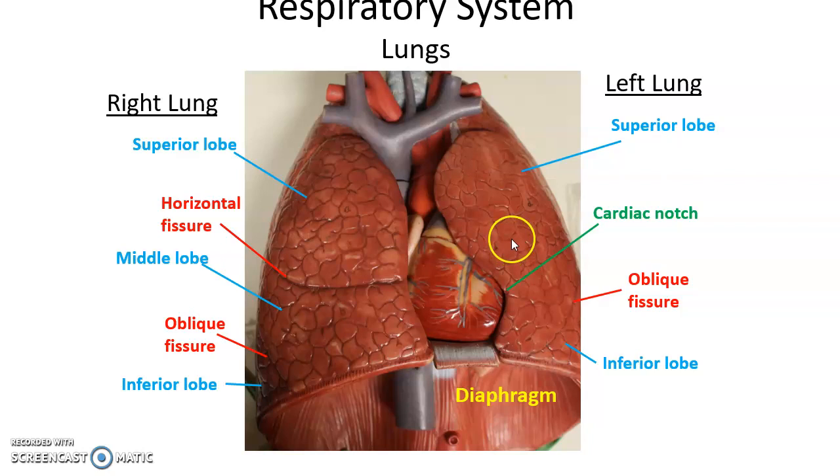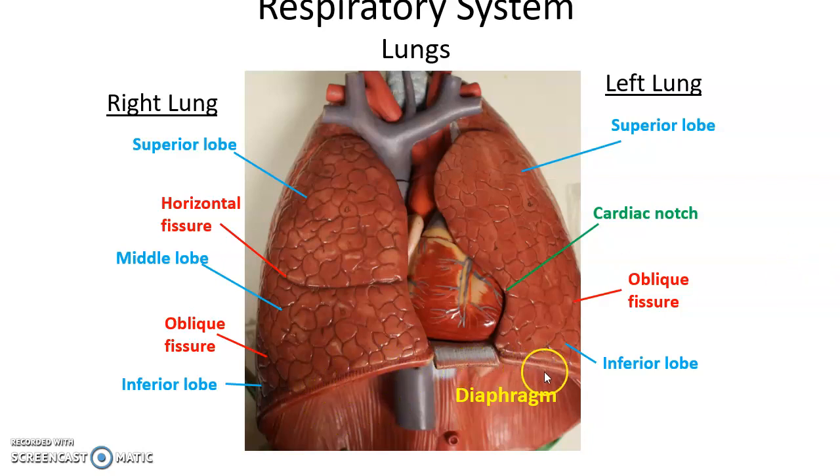Over on the left, the lung has a superior lobe and an inferior lobe. So the left lung only has 2 lobes. Between those 2 lobes is an oblique fissure. The left lung also has this little indentation called the cardiac notch. The cardiac notch is there because, as we know, the left side of the heart is larger, and so space has to be made for the larger left side of the heart.